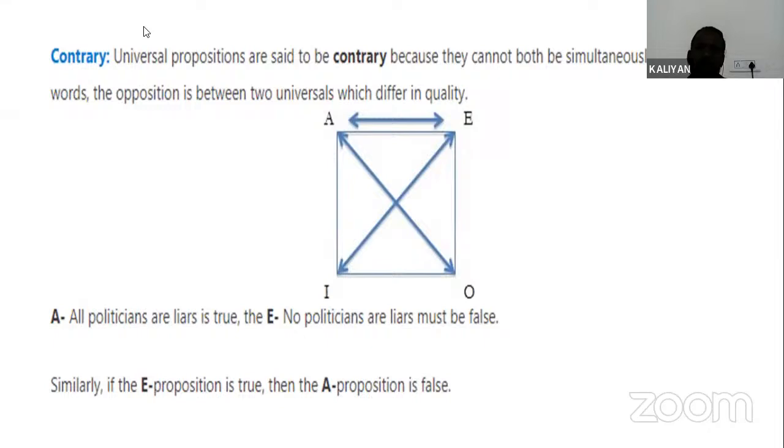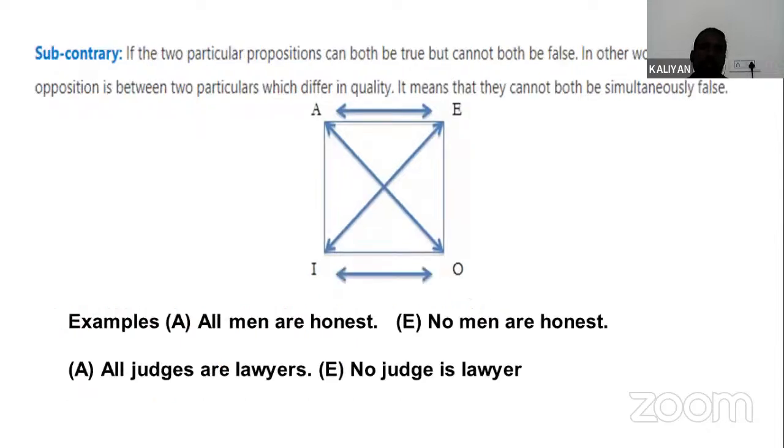Clear about the contrary? Shall I move on to the next topic? Next slide. Please respond. Okay. Basically, contrary means if A is true, E is false. They cannot both be simultaneously true. That is a contrary. And next is the subcontrary.